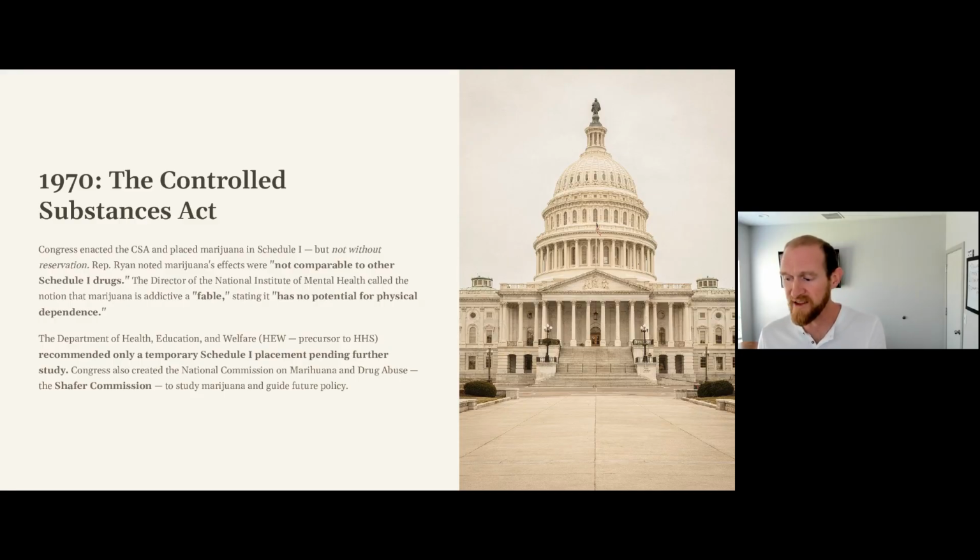Noting that the notion that marijuana is addictive is a fable and that marijuana does not cause physical addiction. Finally, the Department of Health and Education and Welfare, which is the precursor to the current Department of Health and Human Services, the HHS, recommended only a temporary Schedule I placement pending further study, and this is in quotes. And she used a lot of quotes from actual authorities, and again, you can see her brief by going there.